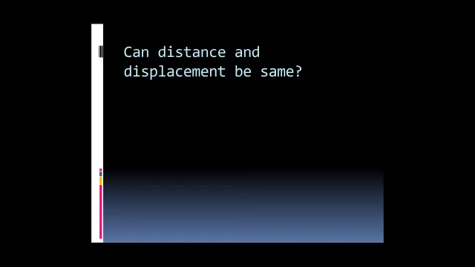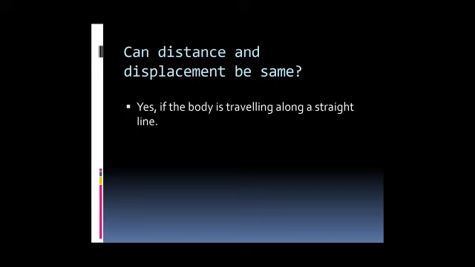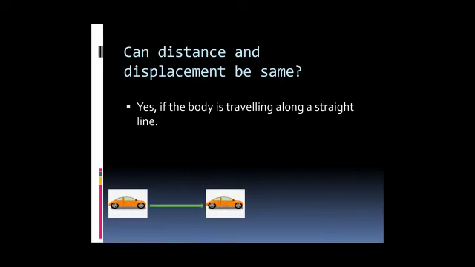Can distance and displacement be the same? The answer is yes. If the body is travelling along a straight line, distance and displacement will be the same. Like the one given in the picture, the car is travelling in a straight line. So the displacement and distance of the car is the same.